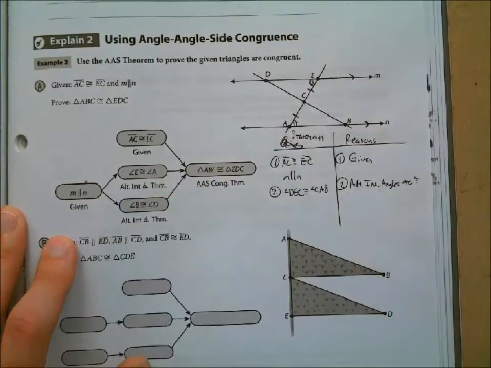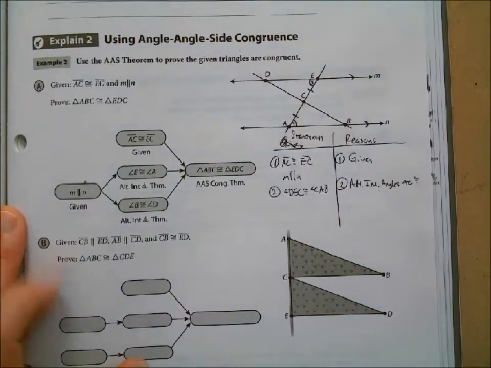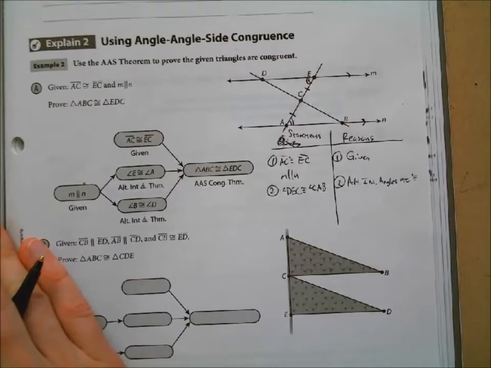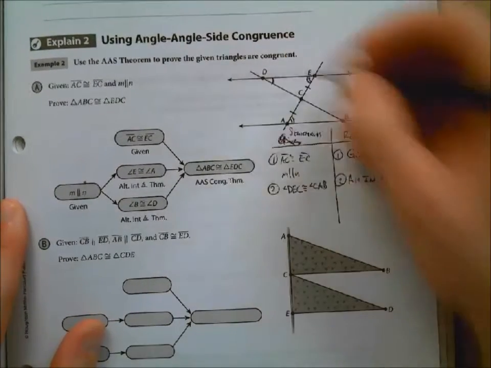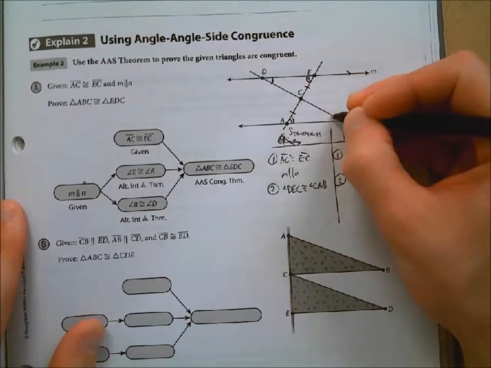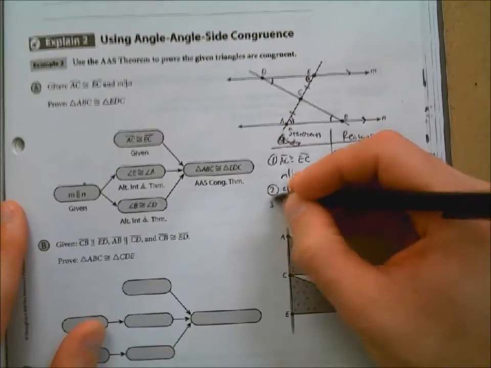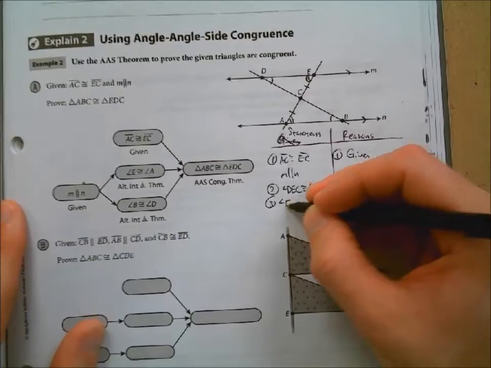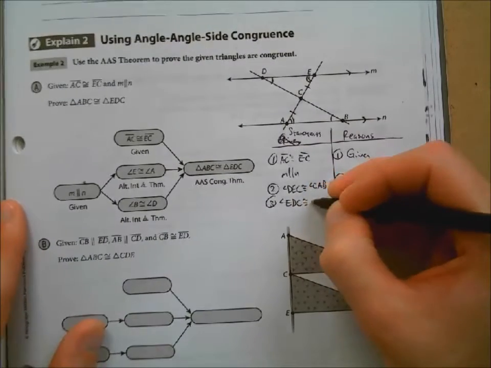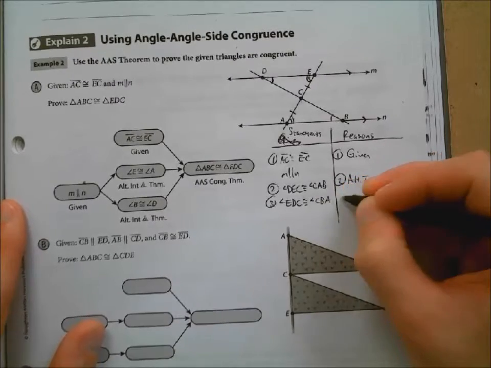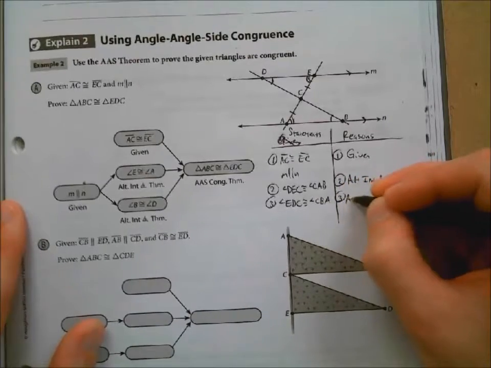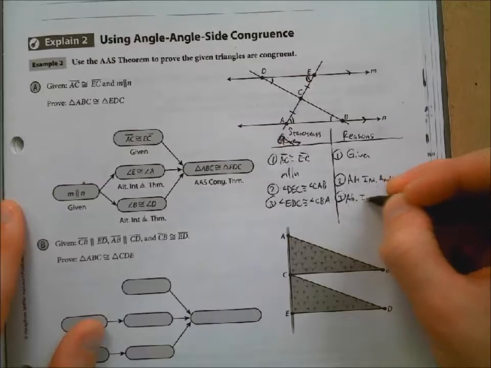What other two angles can we name as being congruent here? EDC, very good, Madison. Yep, and CBA or ABC, however you want to say it there. So, yep. Angle EDC is congruent to angle CBA. And again, same thing: alternate interior angles theorem.